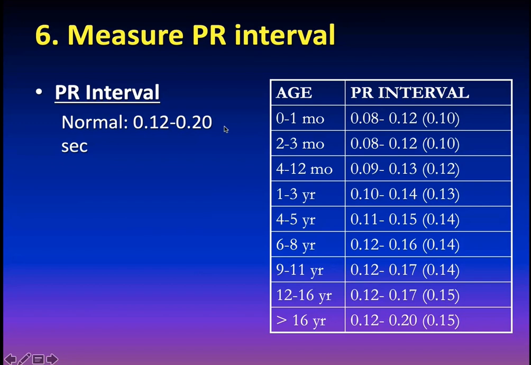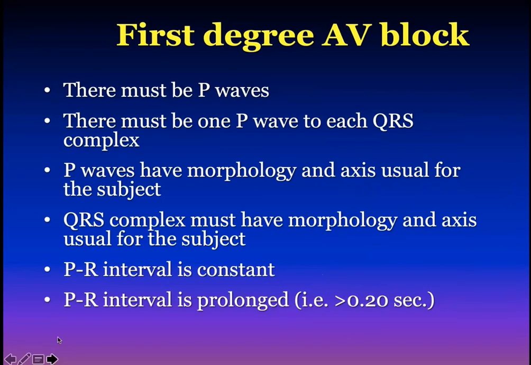So the normal value for the PR interval is 0.12 to 0.2. You don't need to memorize this, just memorize these two, 0.12 and 0.2. If the PR interval is more than 0.2, we call it AV block. So what is first degree AV block?